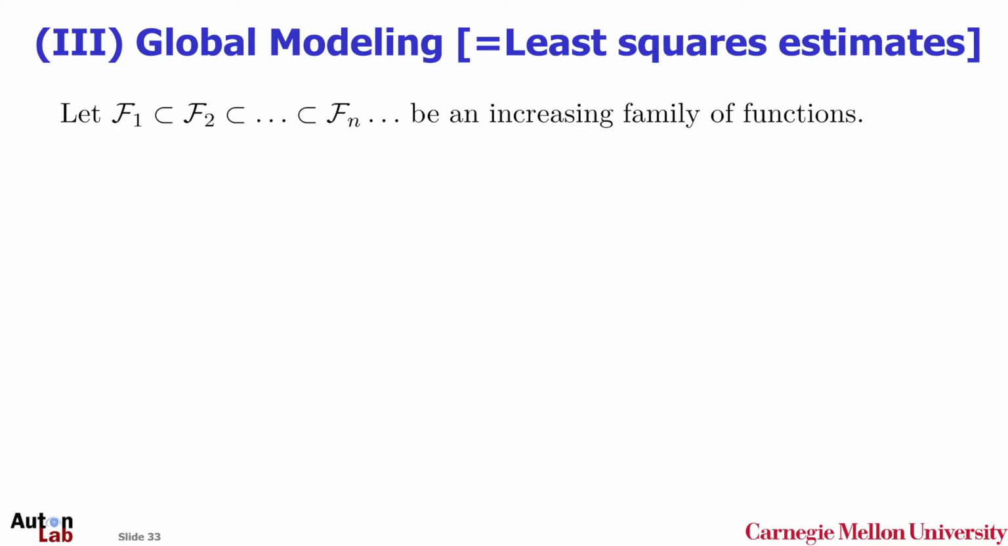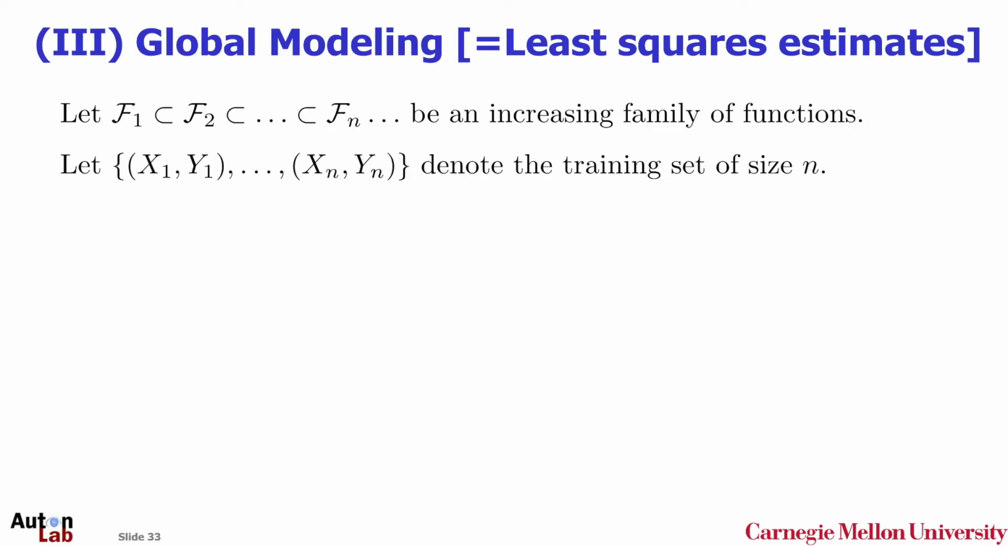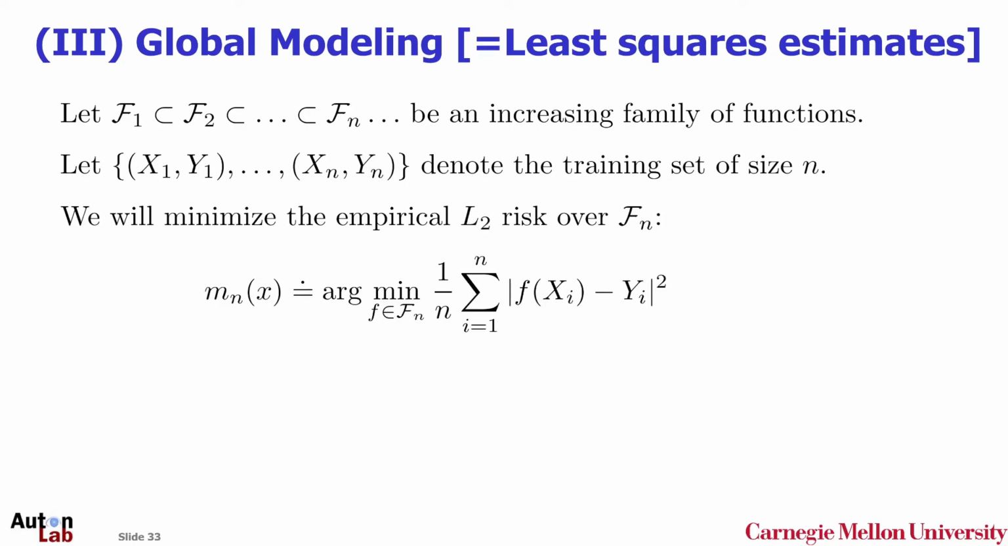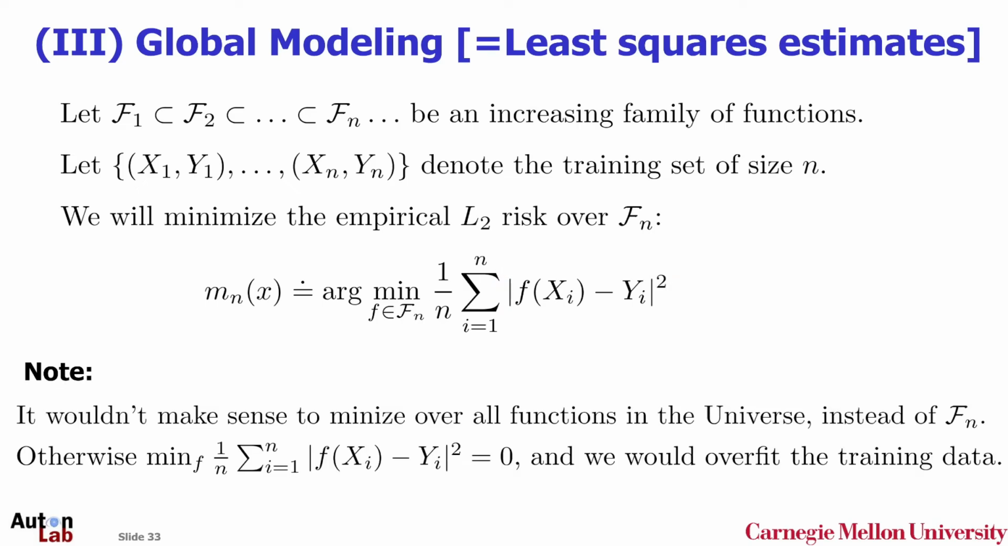with maximum n layers. As before, let (x1, y1), (x2, y2), and so on, (xn, yn) denote our training set. The objective function of global modeling is very simple. If the training set size is n, we want to find that function f in Fn that minimizes the empirical average of (f(xi) minus yi) squared. Please note that it's very important that in this global modeling regression method, we only minimize the objective in the function set Fn. If we minimized this objective function among all possible functions, then this minimum would be trivially 0, so the training error would be 0. But the test error could be arbitrarily large, and we would overfit the training data.